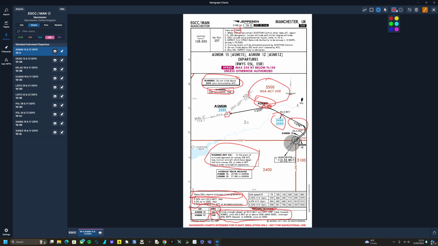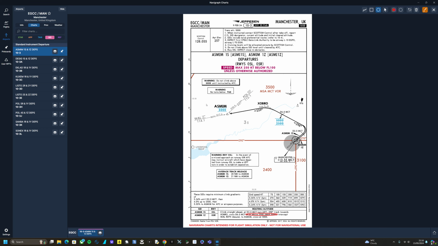And then turn, cross D6.0 MCT at or above 2,500. Maximum of 5,000, as I just said. It actually tells you on this one, luckily. You need to be at or above 2,500 feet because that's the lowest altitude you can be at. And you can't exceed the highest altitude, which is 5,000 in this case. It actually tells you on the chart, luckily. It doesn't always say that, but it does on this one.